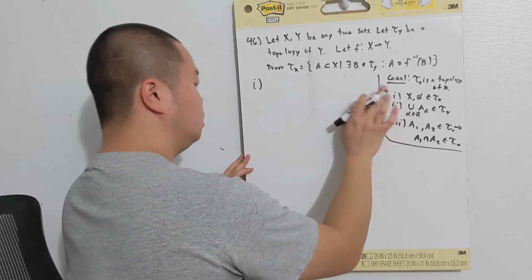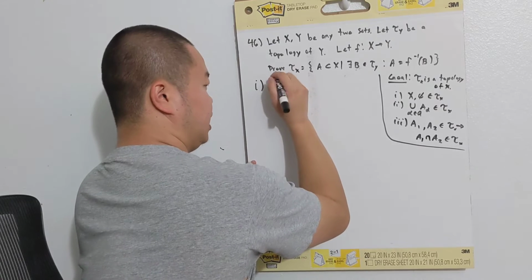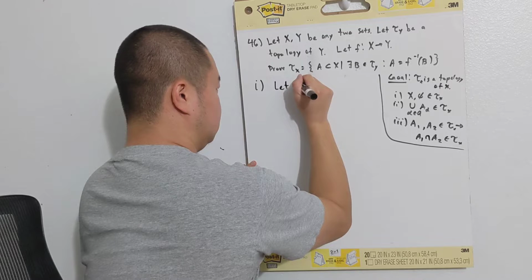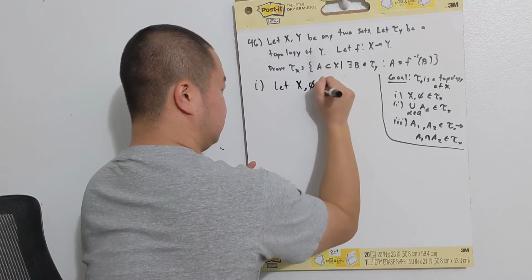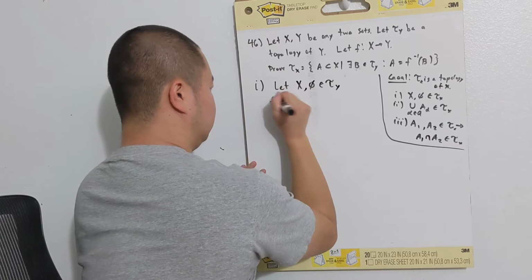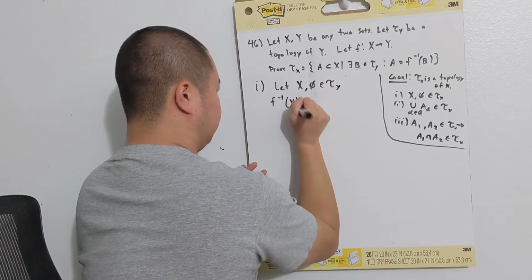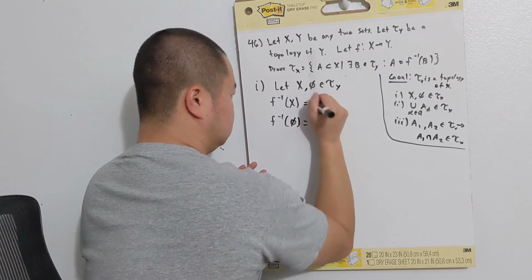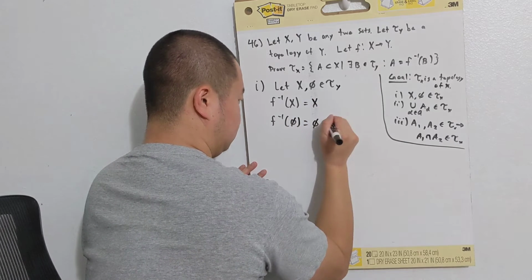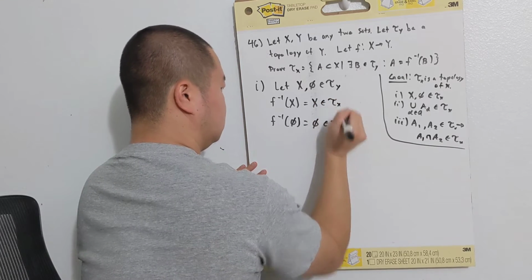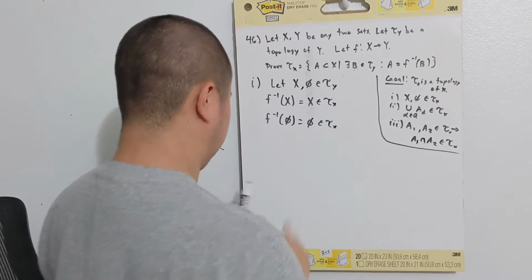For the first goal, we have to prove that X and the empty set are in tau of X. So let Y and the empty set be in tau of Y. Then we know the inverse image of the universe and the inverse image of the empty set is still the universe and the empty set, which is in tau of X. And with that, we're done with part 1.